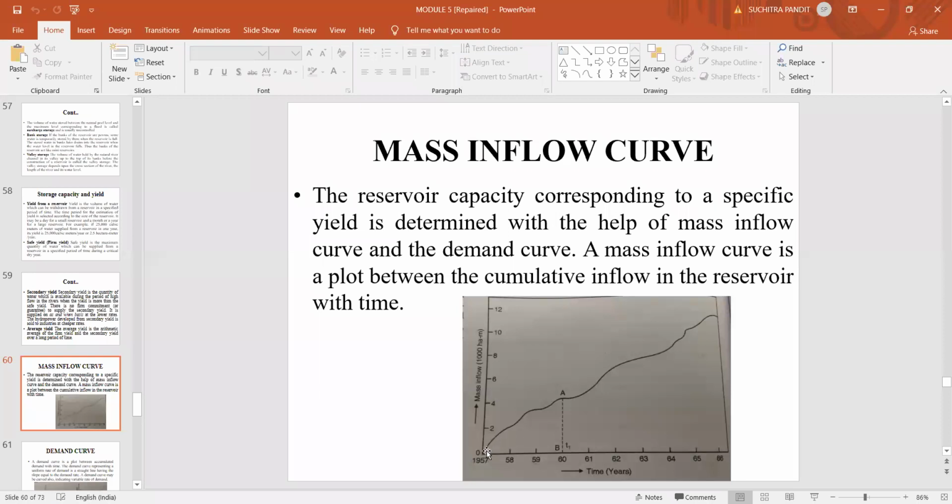So hence, mass curve is always a rising curve. Mass curve is always a rising curve because it is a plot of cumulative inflow into the reservoir versus time in minutes or time in hours.